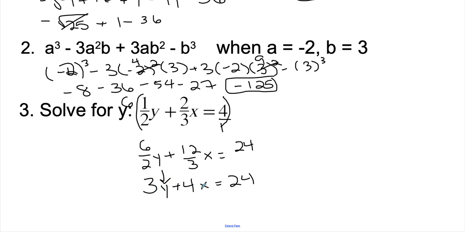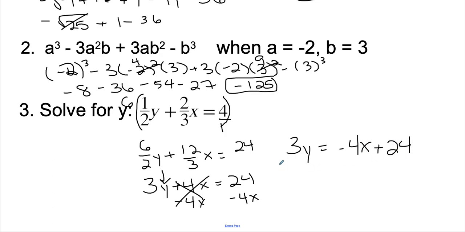So addition, subtraction moves around first for solving. We do PEMDAS backwards. So the 4x is going over. Okay, these aren't like terms, so we can't put them together. We just write them both out. All right, so we have 3y equals -4x. You want to write the x term first. It's a good habit. Okay, and now we divide everything by 3.